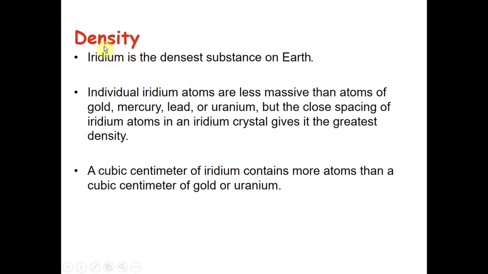Iridium, that's one of the elements in the periodic table. It is the densest substance on Earth. It has the highest density. Now, you may try to understand why. In fact, iridium atoms are less massive than, for example, gold or mercury or uranium. But because they are closely packed, because the distance between these atoms is so small, its density is very high.